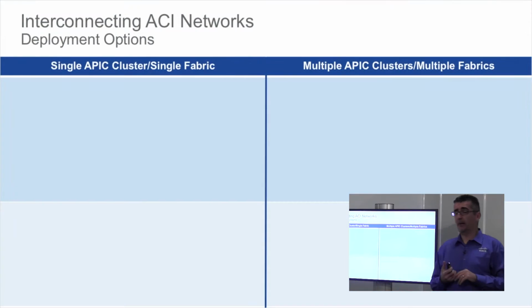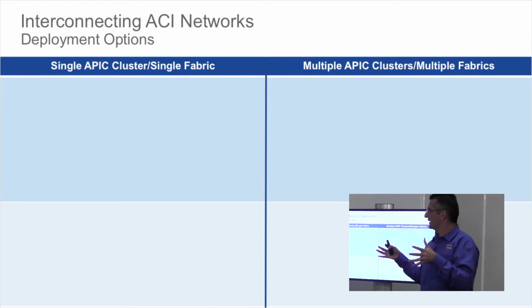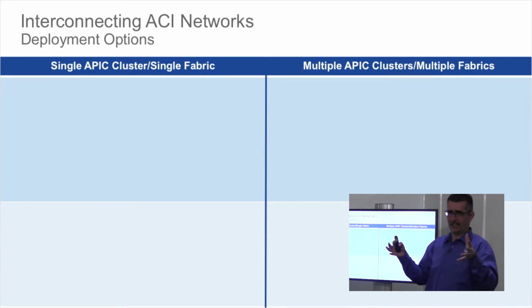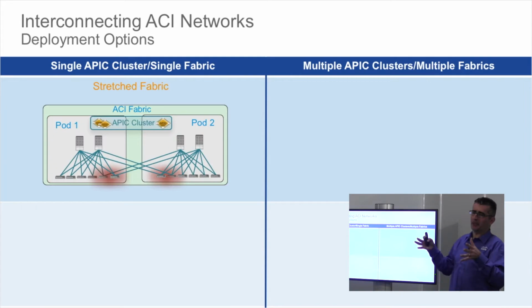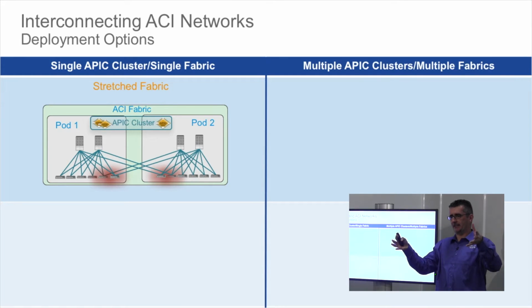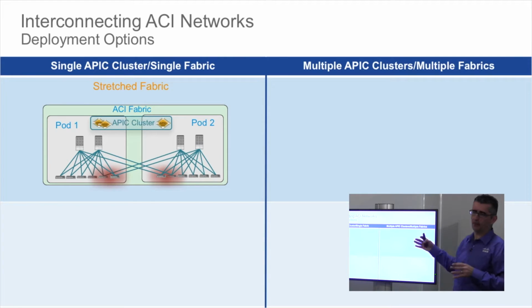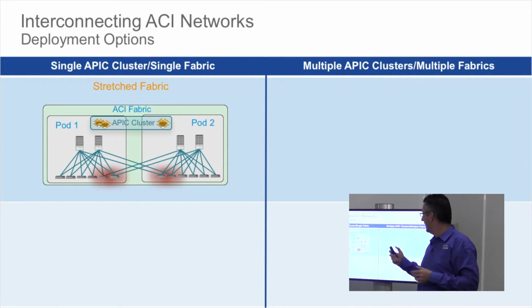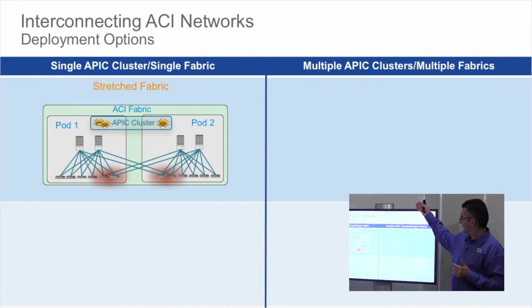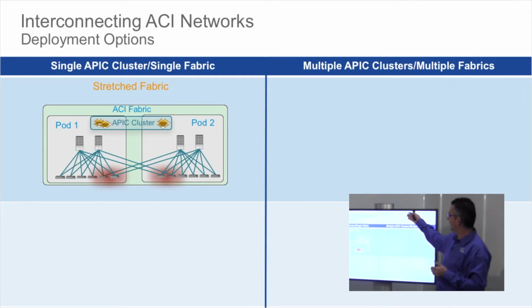When we usually talk about how to interconnect ACI networks, I don't know if you have seen this slide, but this is a topic that usually is called DCI, Data Center Interconnect. In ACI, we have two families of solutions when it comes to interconnecting ACI networks: what we call single fabric type of solutions and multi-fabric type of solutions. And the first solution that has been on the market for like 2-3 years is what we call stretch fabric.